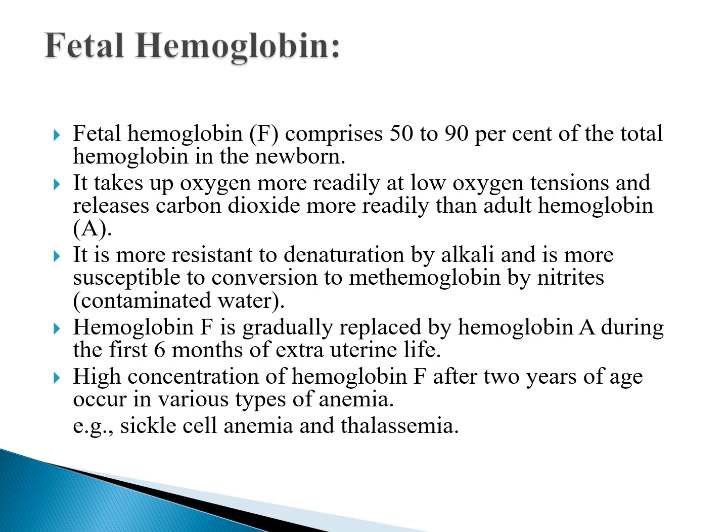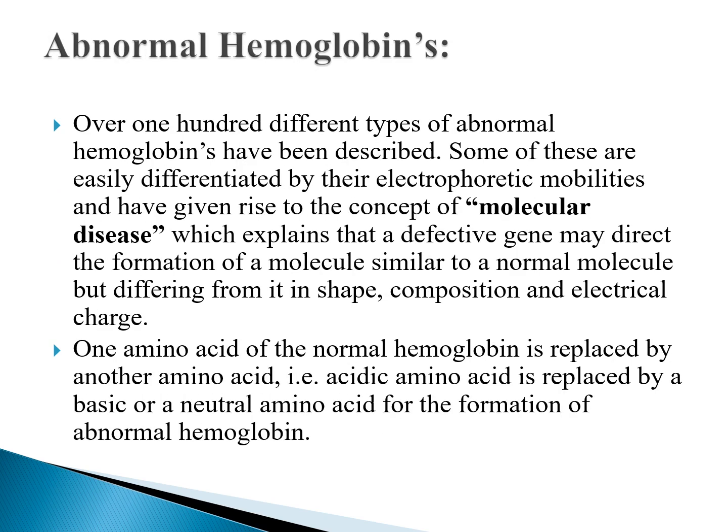and thalassemia. Abnormal hemoglobin. Over 100 different types of abnormal hemoglobins have been described. Some of these are easily differentiated by their electrophoretic mobilities and have given rise to the concept of molecular disease, which explains that a defective gene may direct the formation of a molecule similar to normal molecule but different in shape, composition, and electric charge. One amino acid of normal hemoglobin is replaced by another amino acid, that is, acidic amino acid is replaced by basic or neutral amino acid for the formation of abnormal hemoglobin.